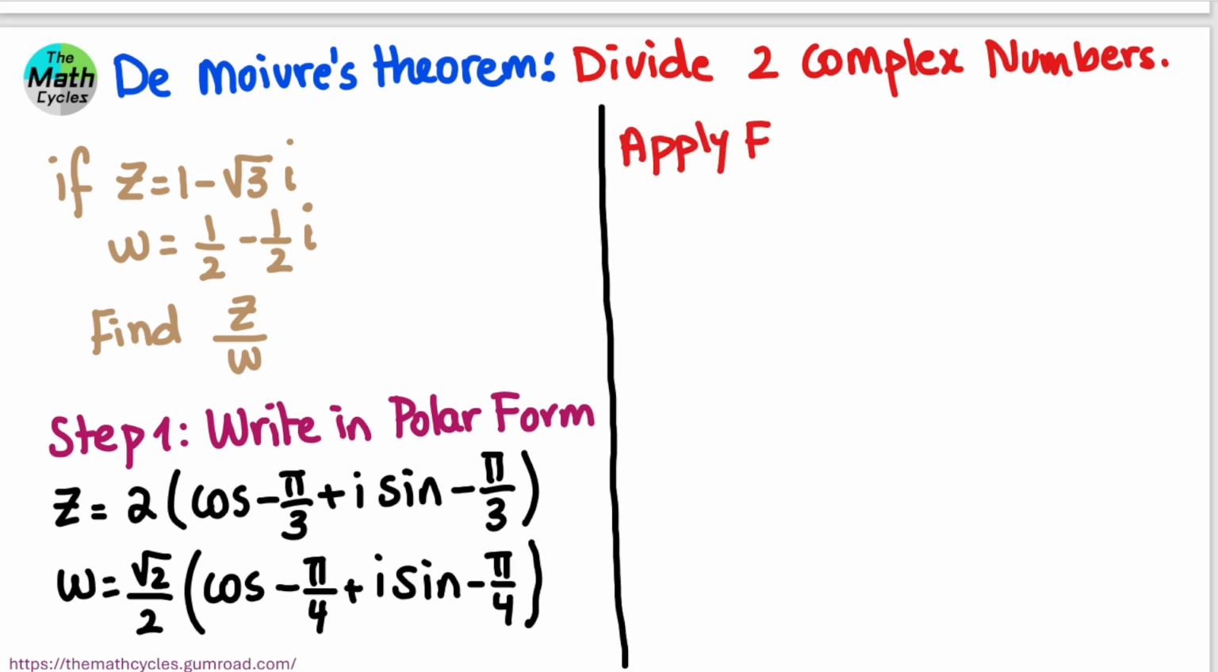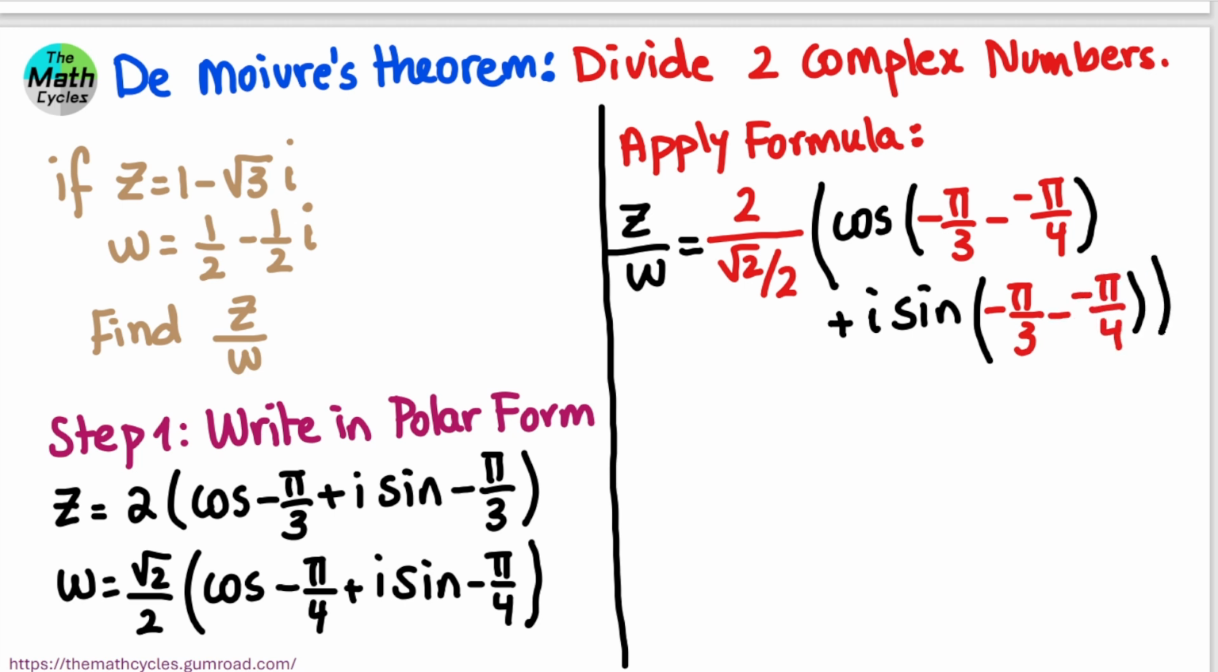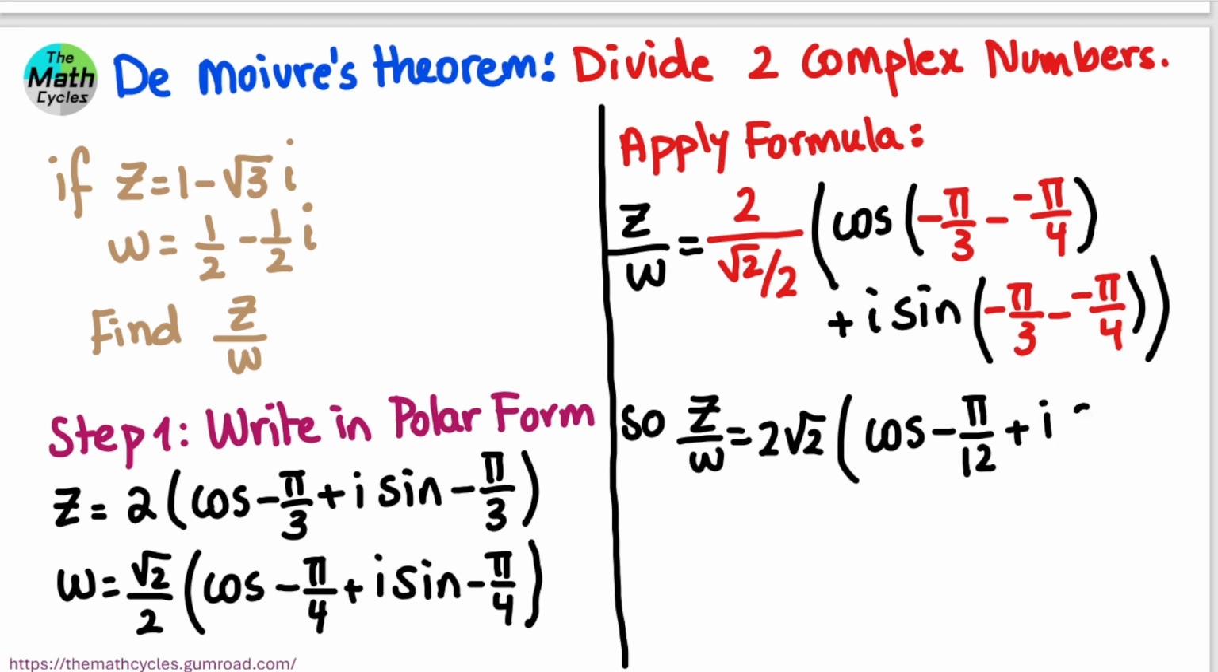Let's apply De Moivre's theorem for Z over W. So, for Z over W, we will divide the magnitudes and we will subtract the angles. Dividing the magnitudes gives us 2 over radical 2 over 2 into cosine (minus pi over 3 minus minus pi over 4) plus i sine (minus pi over 3 minus minus pi over 4). So Z over W equals 2 radical 2 into cosine minus pi over 12 plus i sine minus pi over 12. And this is the polar form by applying De Moivre's theorem.